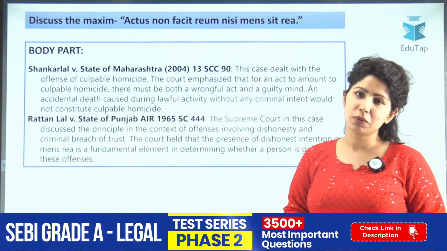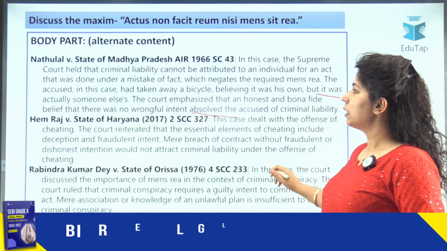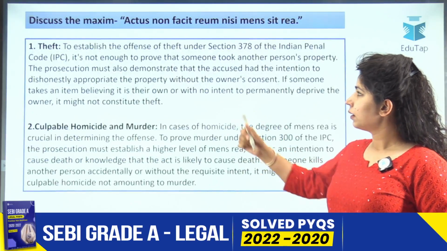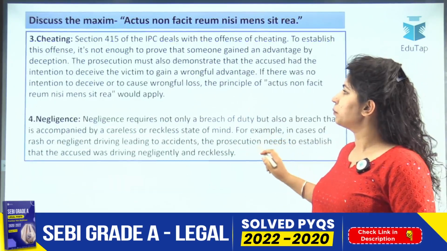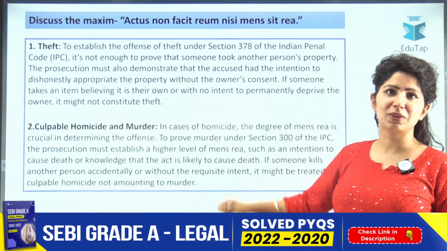Now what you can do is either explain these cases or use these cases as examples under these themes: theft, culpable homicide and murder, cheating, negligence. For example, theft, I will just talk about the one.